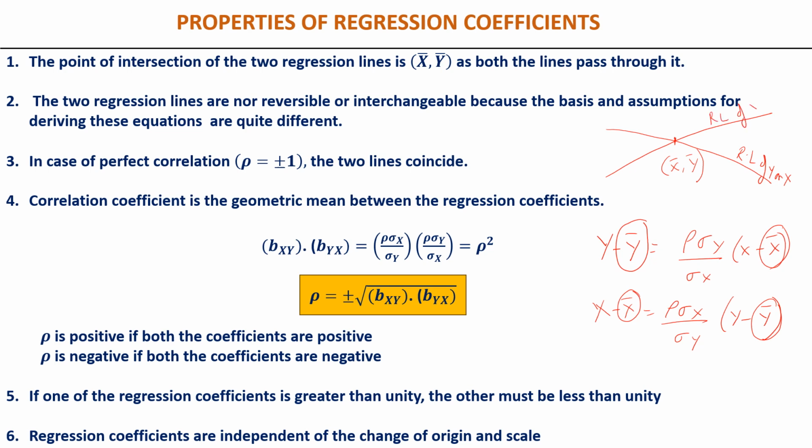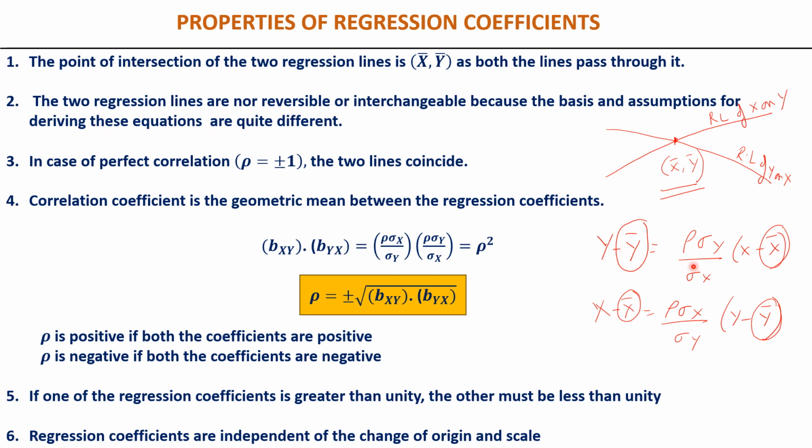The regression line of x on y also passes through x bar, y bar, and therefore we can declare that the point of intersection of the two lines is the point x bar, y bar, which is the coordinate of means. The second property: the two lines are not reversible or interchangeable. As I told you, we are not going to use an equation for a different purpose. Each line has a particular purpose because the basis and assumptions for deriving these lines are different.